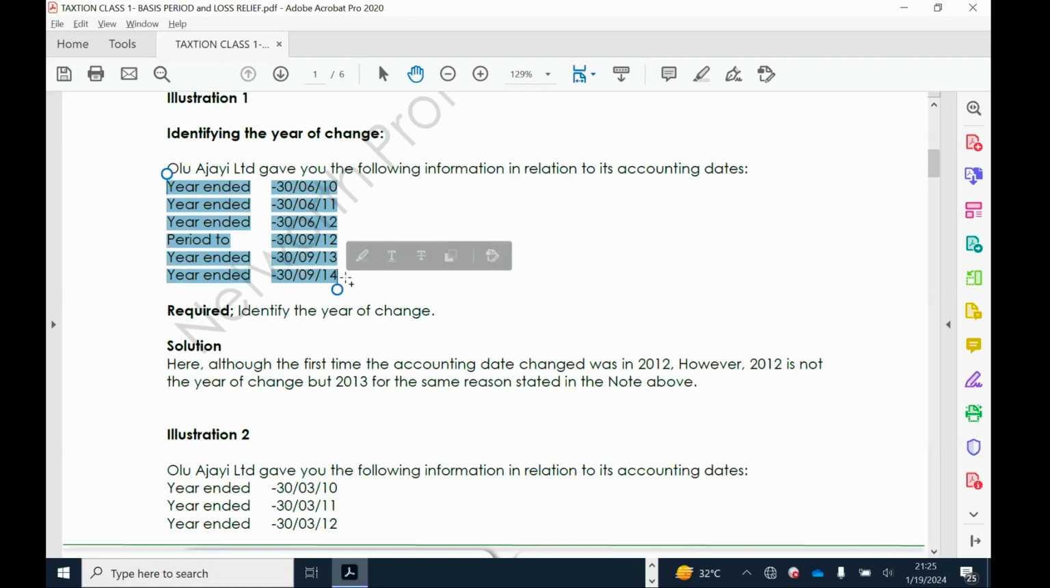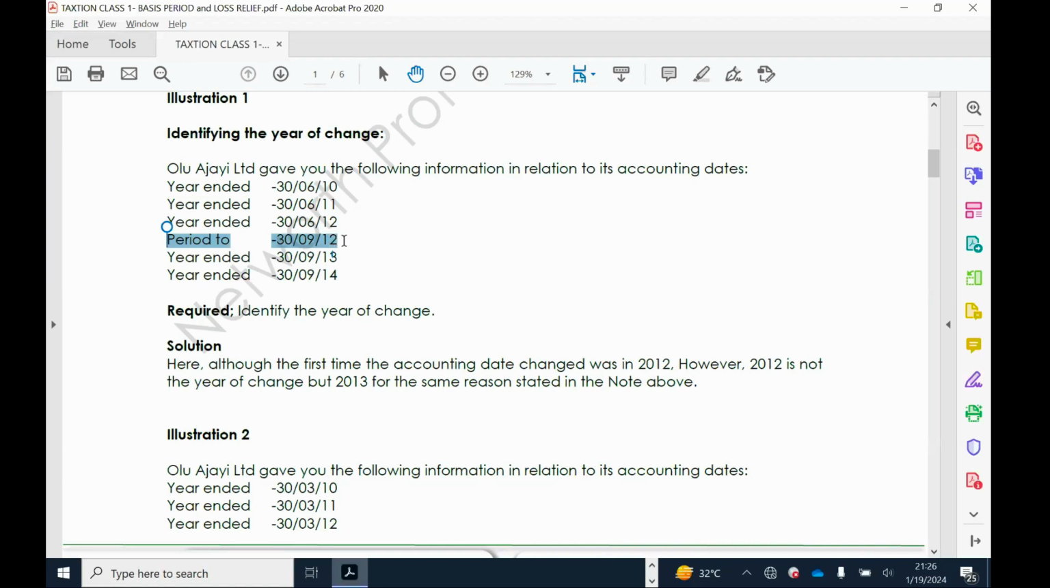is a period when a change occurred. You will realize that between 30th June 2010, June, June, June, there has not been change in those years. So even though it is 12 months, there has not been change. The very first time that we noticed a change was in September.